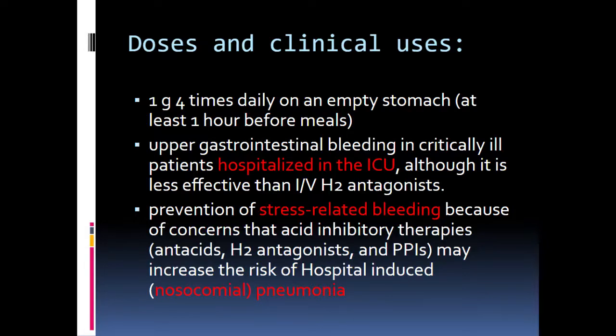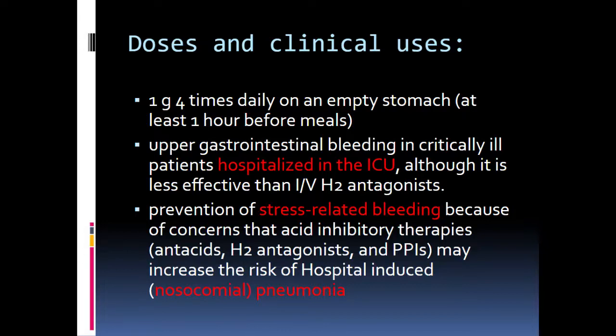It is also useful for the prevention of stress-related bleeding because of the concern that acidity-inhibitory therapies, for example antacids, H2 receptor antagonists, and PPIs, may increase the risk of hospital-induced pneumonia. Okay? Treatment of acute illness will be considered by IV or parenteral route of administration.